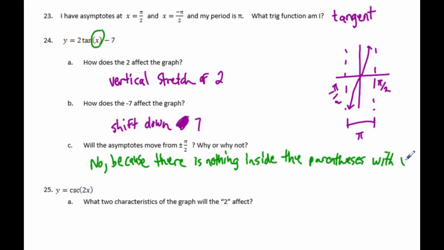with x. And so 25 is kind of the opposite of that. What two characteristics of the graph will the 2 affect? The 2 is inside of the parentheses, so it's going to affect the period and the asymptotes. We just said that what's inside with x affects the asymptotes. Well, there's something inside with x. It's going to affect the two things that are horizontal, which are the period and the asymptotes.